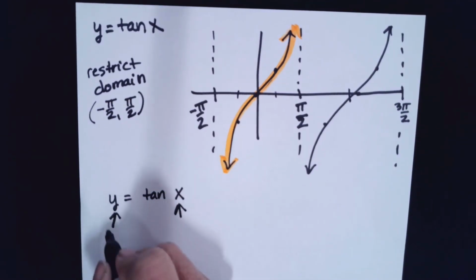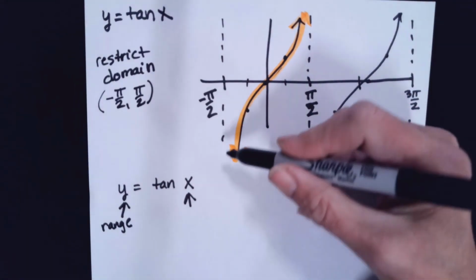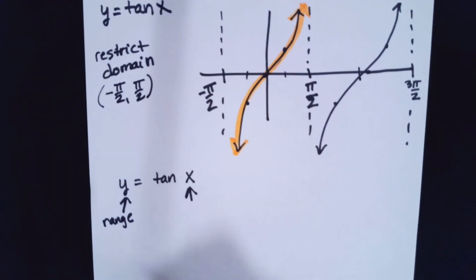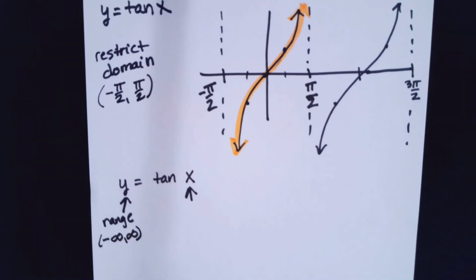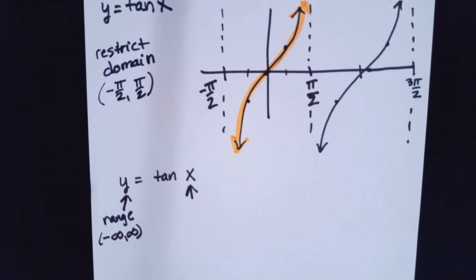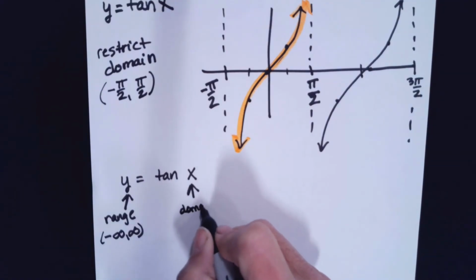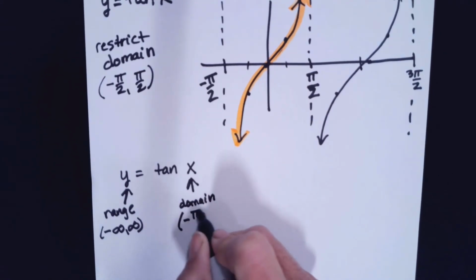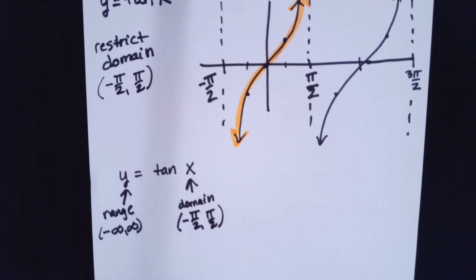So if we look at these, the y value is our range. So our range for tangent, this is different. This is all real numbers, negative infinity to infinity. We can put any real number. That is going to be our range for tangent. And for our domain, in order to have an inverse, we have to artificially restrict that. We have to restrict that from negative pi over 2 to pi over 2. So we're restricting the domain.